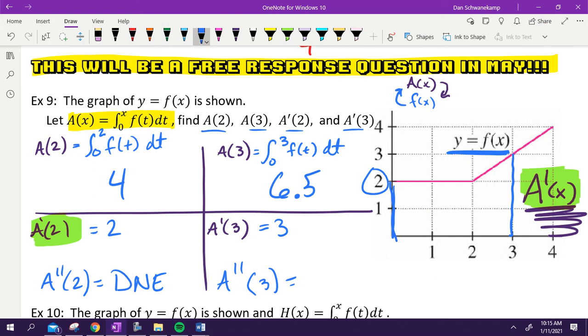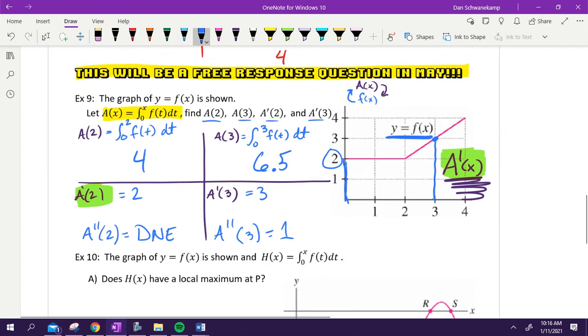What would A double prime at 3 be? It'd be 1. What would I be looking for on this A prime graph to talk about A double prime? Slope. The slope is 1. I'm up 1 over 1. Makes sense on that one. That one's a tougher one. As we get to it, we'll do more of that next chapter as well. We're putting our toe in.